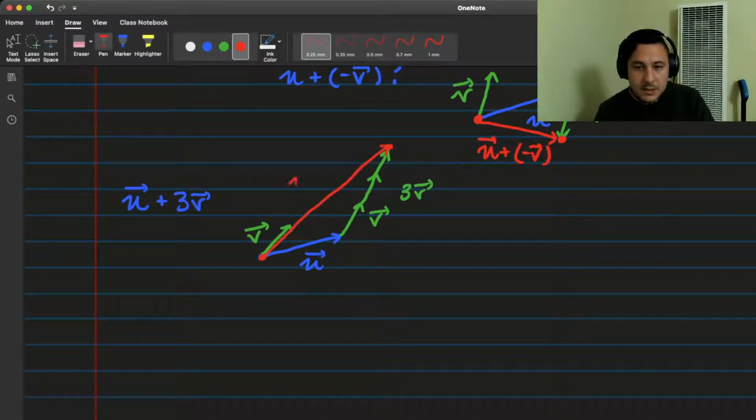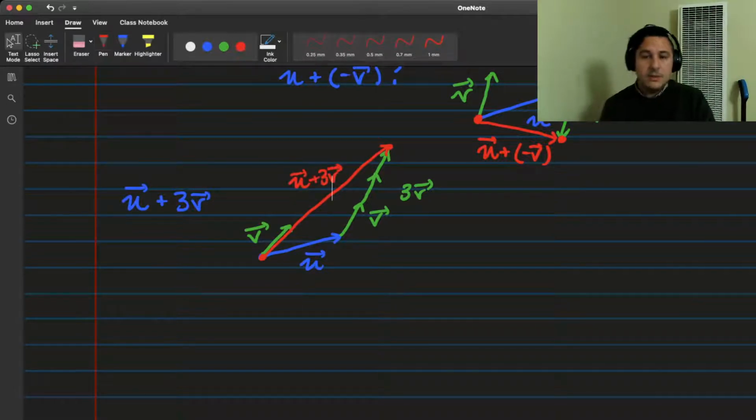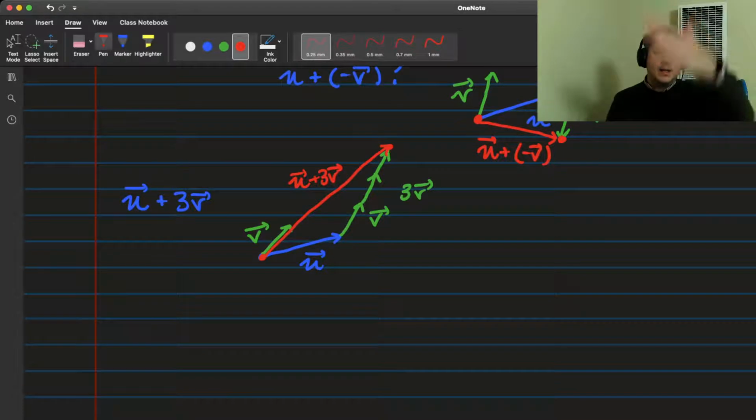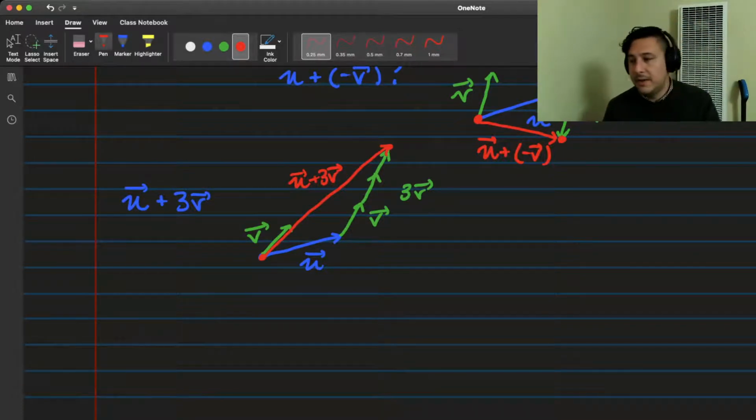And u plus 3v would look something like that. Okay, so you'll do some examples. You can see graphically what's going on, where you start at your initial point, you go out to the end of one vector, and then you start adding on whatever scalar multiple you have of the other.